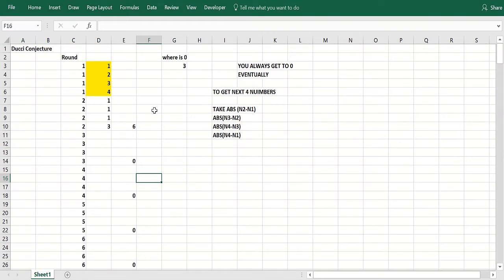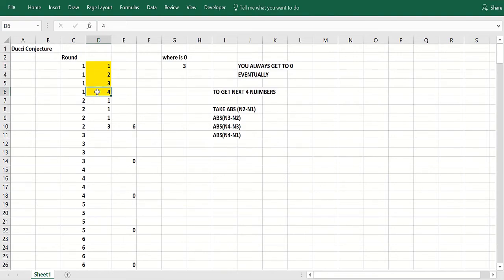In this video, we'll use some Excel functions to explore another fascinating result from basic mathematics, the Ducci conjecture, which has been proven true. You start with any four-number integer, like 1, 2, 3, 4. What you do is take the difference between the second number and the first number, absolute value, the third number and the second number, the fourth and the third, and the fourth and the first, absolute value. That gives you your next four numbers.